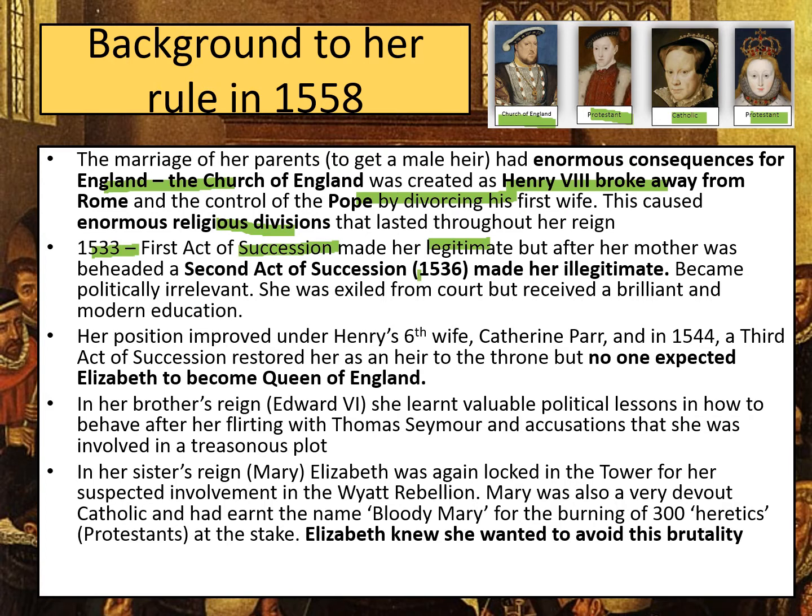However, in 1536, her mother Anne Boleyn was executed for a variety of crimes that Henry said that she was responsible for. Now, after that, Elizabeth fell from favour, and a second act of succession made her illegitimate. Now, as a result of this, she became politically irrelevant. Mary was back in line to be the first in line to the throne, and that then changed after her younger brother Edward was born with Henry's third wife.